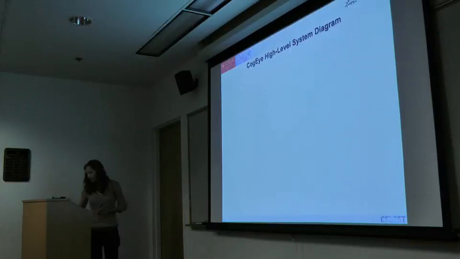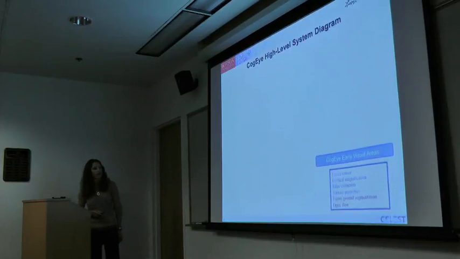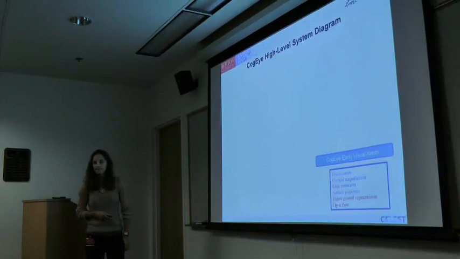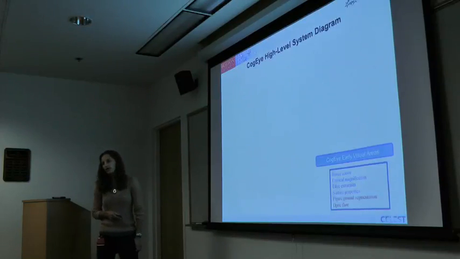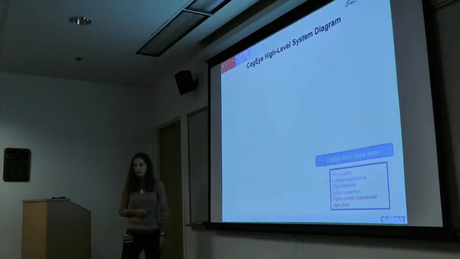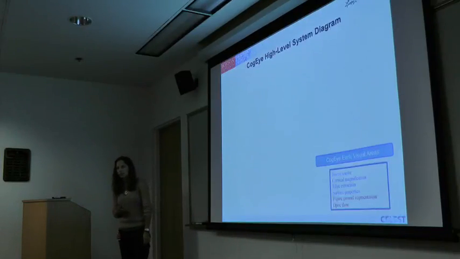Okay. So high-level diagram of CogEye. So as I mentioned, Lena, can I ask a short question? You mentioned saccades. What is the frequency of the saccades? Yeah, it's roughly 3 saccades per second. Okay. Thank you. We're really not modeling microsaccades or the smooth pursuit. Okay. Thank you.